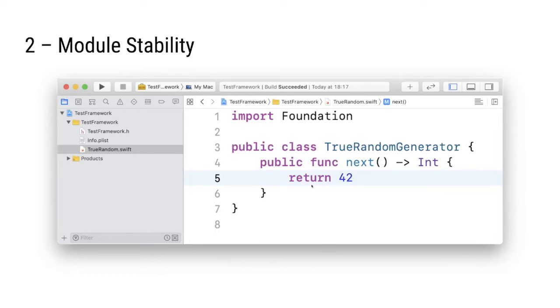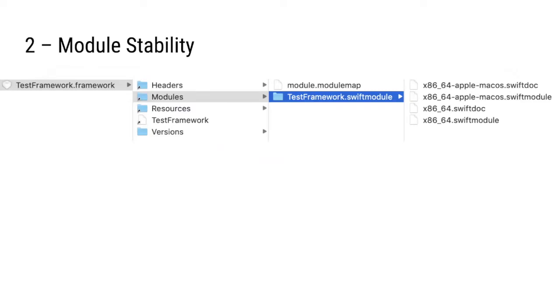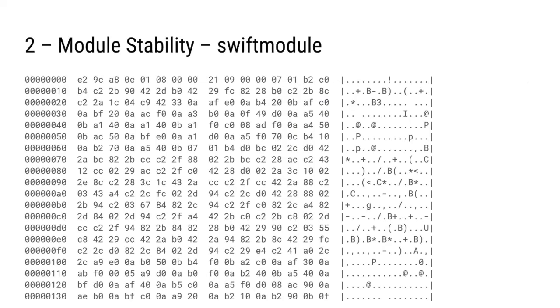Let's compile it, and let's take a look inside the compiled framework. The compiled framework contains a directory structure, and there is a thing called a Swift module. This Swift module describes the public interface of the framework, to be used by the IDE for code completion and by the compiler for linking, stuff like that. So what's inside this file? Well, nothing readable by humans. A Swift module is a binary file. We can see only a hex dump here.